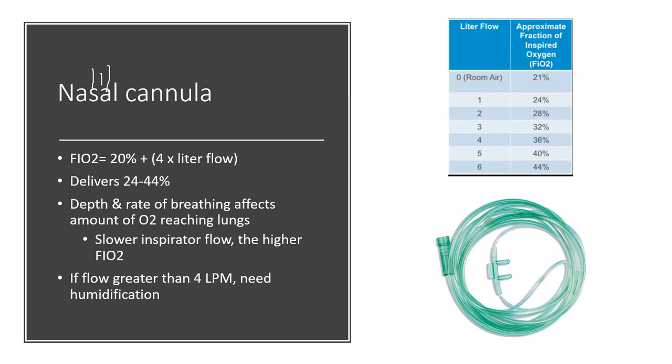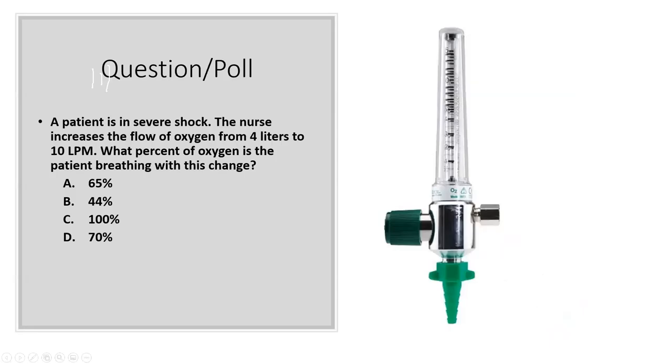Whether you give 7, 8, 9, 10, it is still going to deliver 44% because of the limitation of the tubing as a delivery device. It cannot exceed or go beyond the potential of 44%. Do we understand that? And that is the reason why the answer to this question was 44%, letter B.